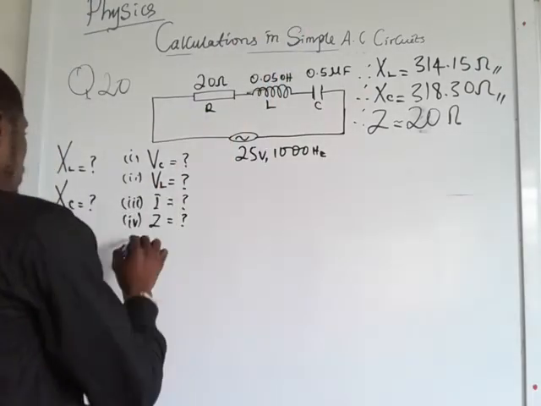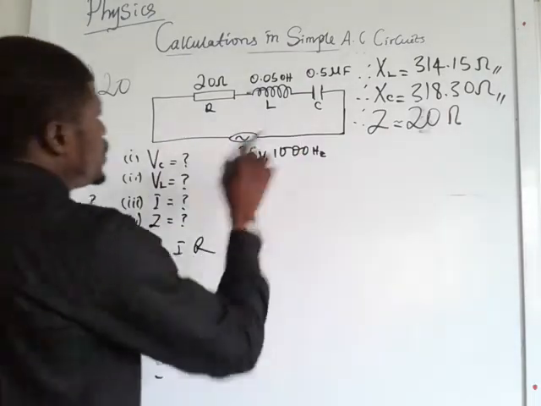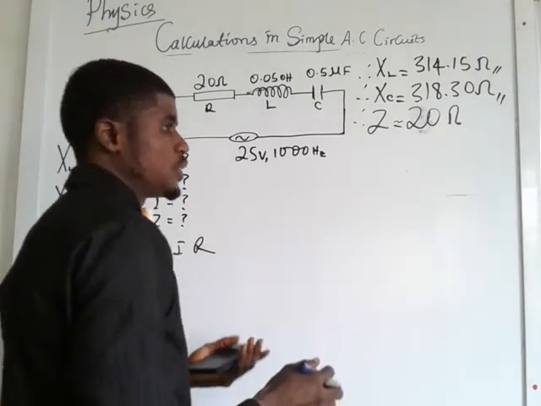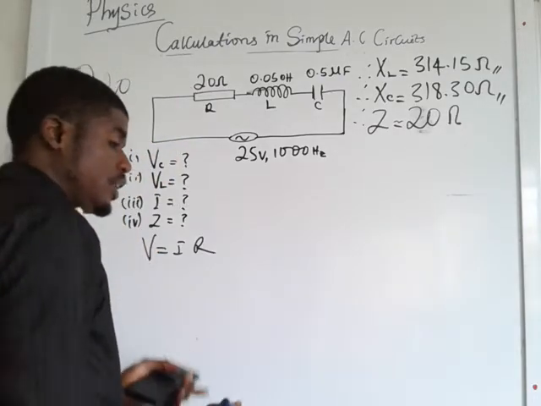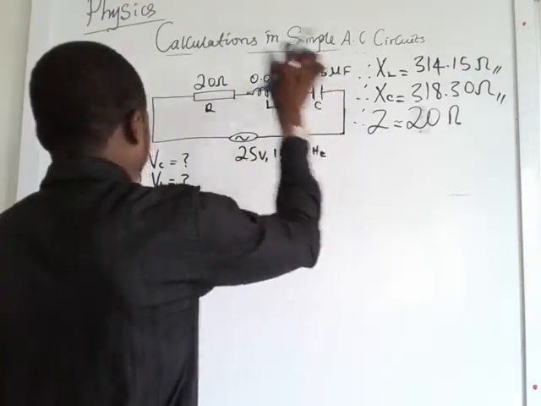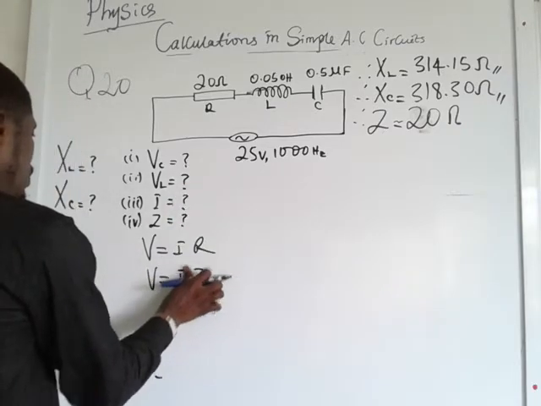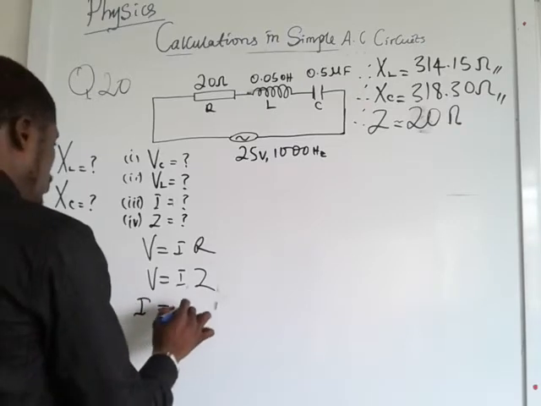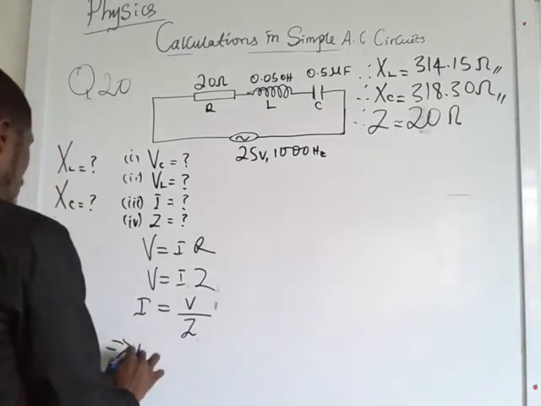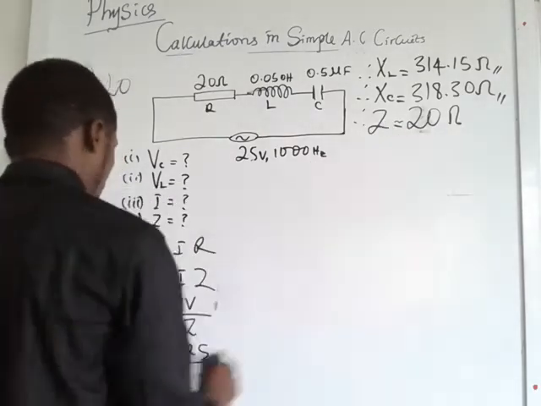So from Ohm's law, we have V is equal to IR. Since it is our RLC series circuit, we replace our R with Z, the impedance, the total opposition to the flow of AC in the AC circuit caused by the resistor, the inductor, and then the capacitor. So our V is equal to IZ. You make I the subject of the formula. So I is equal to V over Z. By substitution, I is equal to V, that is 25, divided by 20.